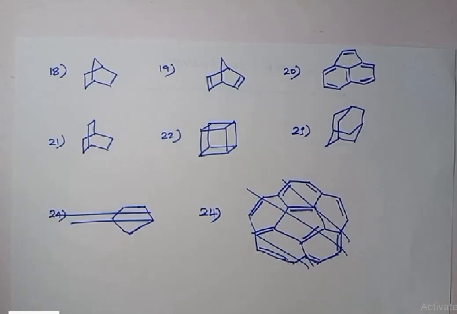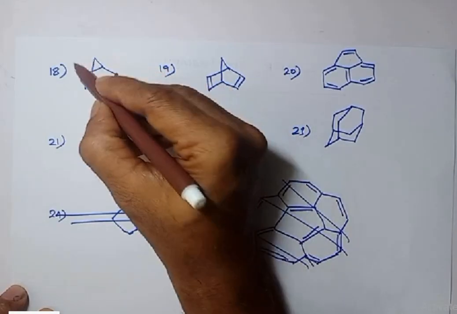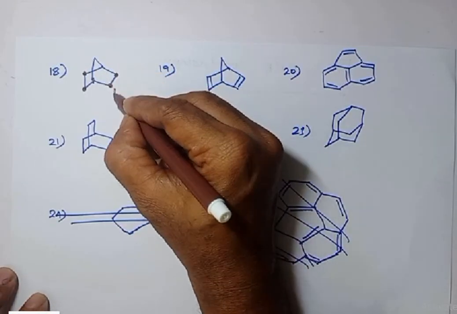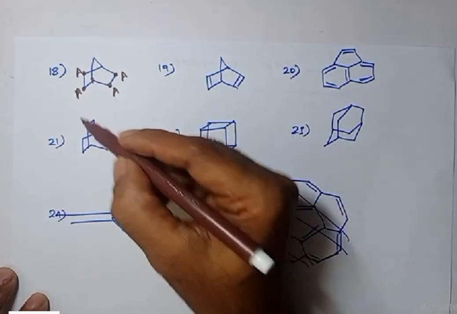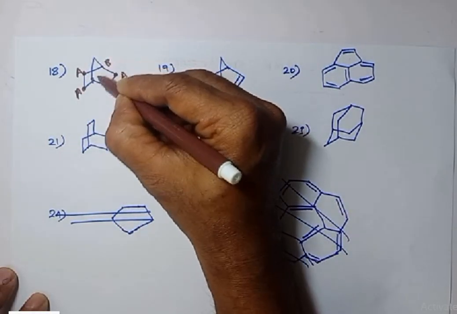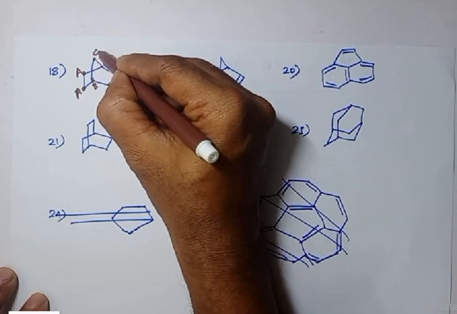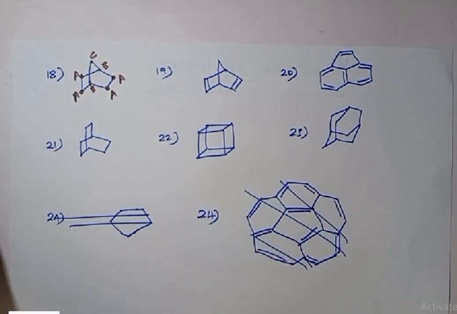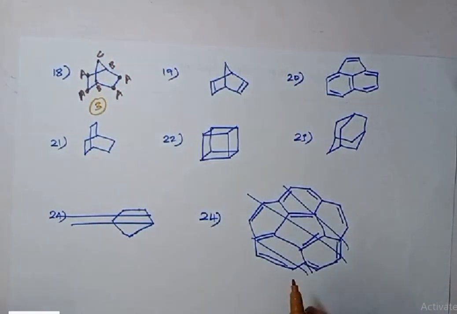Listen for question number 18. This carbon, and this carbon, they are all equivalent. Okay, if I say this is A, this is also A, this is also A, this is also A. Then the bridgehead carbons are equivalent, so they are B. And this carbon which is at the top, this is C. So this compound will give 3 signals, right, in its C13 NMR spectrum.